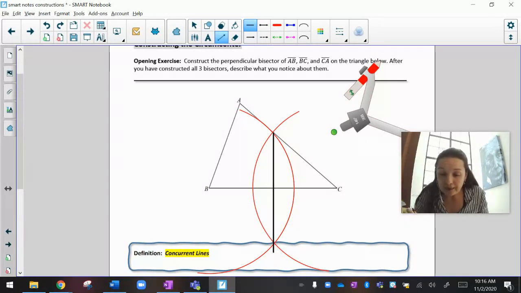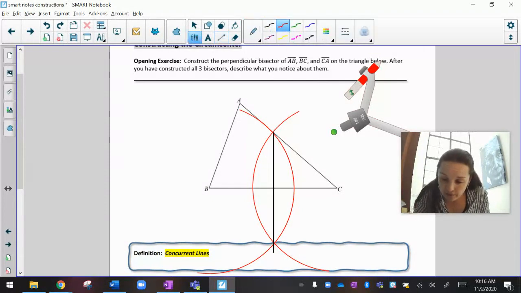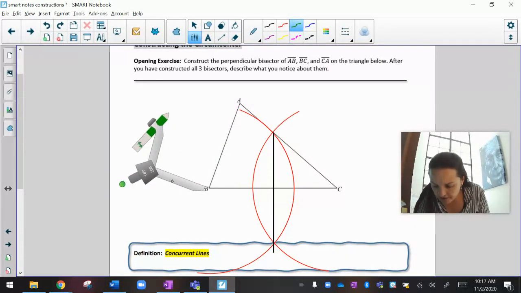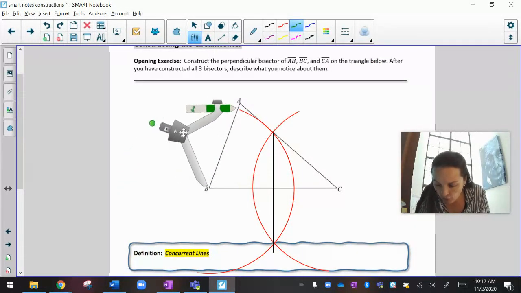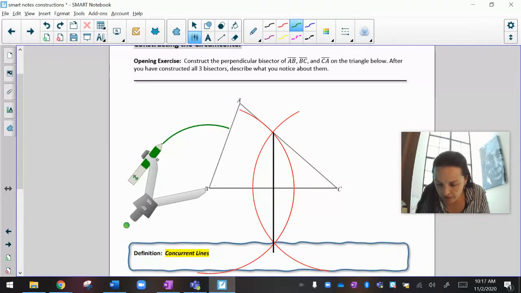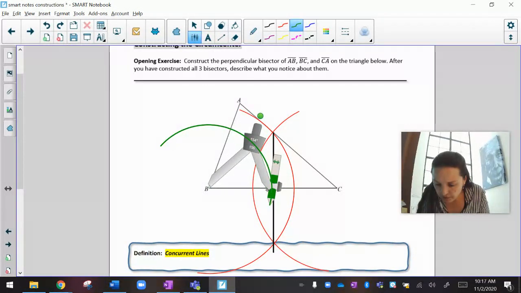Now I'm going to do that again for AB. So I'm going to change my color. Now, unfortunately, you don't get to change colors on your compass. I do, but you're going to have a lot of arcs going around. So just make sure you're paying attention to what you're doing. So now I'm going to construct the perpendicular bisector of AB. So I want to open more than halfway, about 3/4 of the way down AB. And then I'm going to draw 2 arcs for this one.